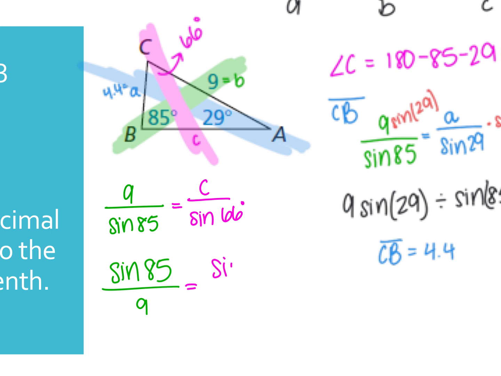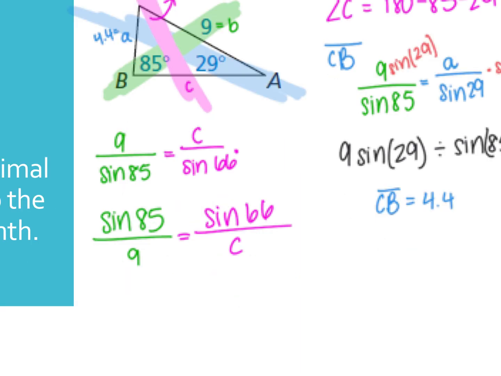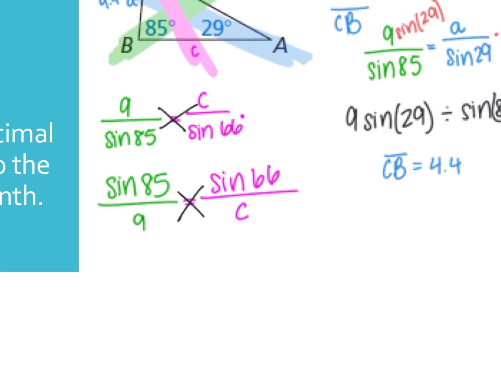Equals sine 66 over c. Whichever way, go ahead and solve it. Cross multiply, divide. Regardless of which way you do it, you're still going to get the same answer. C is going to equal, wait, stop, 0.25? Okay, round to the nearest tenth. 8.3 should be your answer.